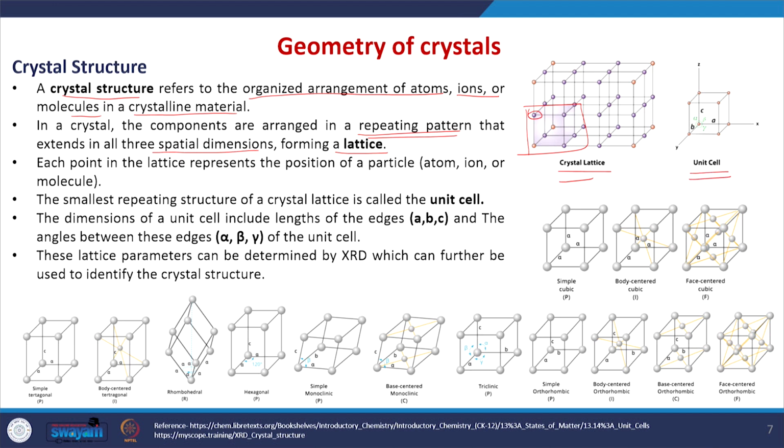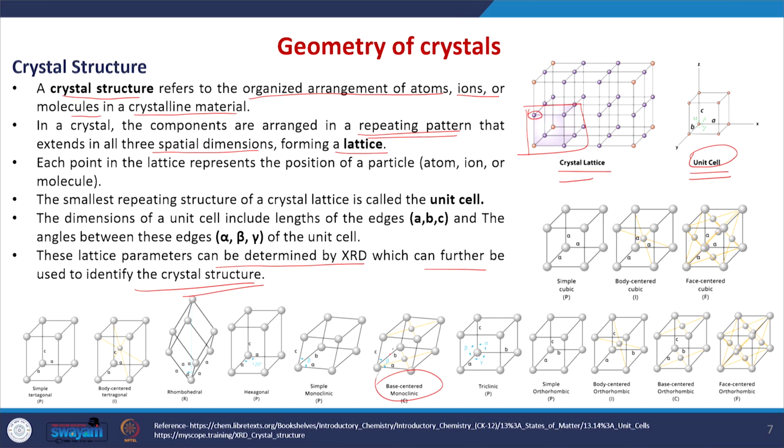And the dimension of a unit cell includes the length of the edges, that is a, b, c, and their angles alpha, beta and gamma. These lattice parameters can be determined by XRD, which can be further used to identify the crystal structure. So, this unit cell is like a kind of brick. By using bricks, for example, we construct homes of different designs, and for the crystal structure this unit cell arrangement is very important.